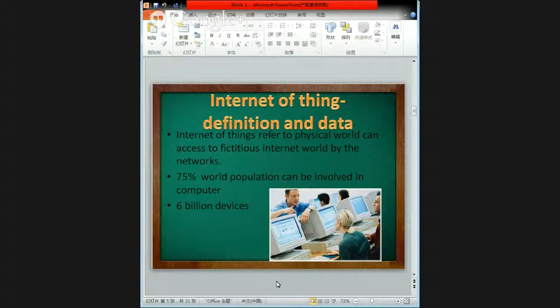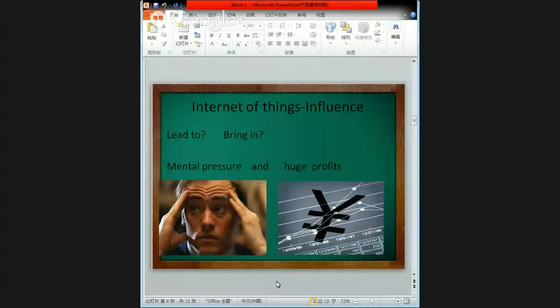This is a definition of the Internet of Things. It refers to the physical world being able to access the Internet world by the network. The increasing numbers of users and devices are 75% of the population and 6 billion devices. It's an amazing number. Then, innovation also brings spread pressure to Internet workers. In the meantime, the opposite side of the pressure is a huge profit.